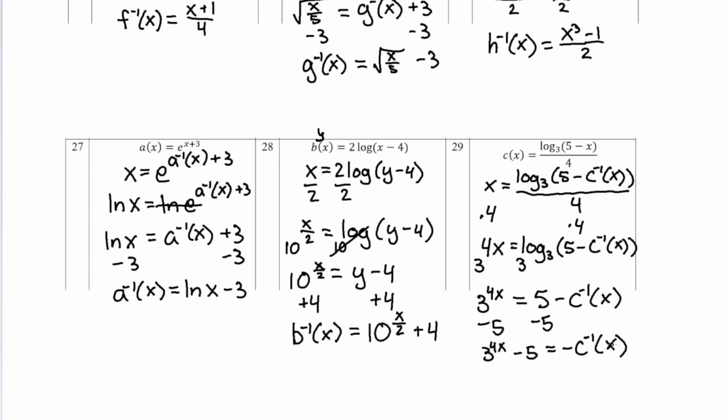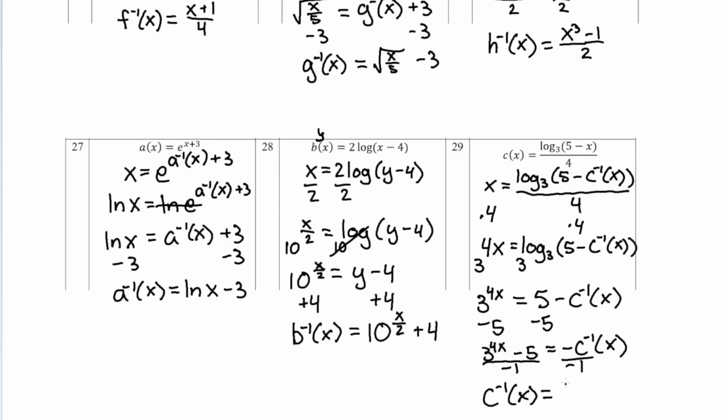You still got to get rid of that negative. So you can do so either by multiplying or dividing by -1, because that's like a -1 times blah, blah, blah. So let's go ahead and divide. Yeah, sure, why not? Let's divide by -1. And I'm going to divide, again, everything on that left-hand side by -1. Now I have C inverse. And dividing 3 to the power of 4x by -1 will give us -3 to the power of 4x. And dividing -5 by -1 will give us +5.